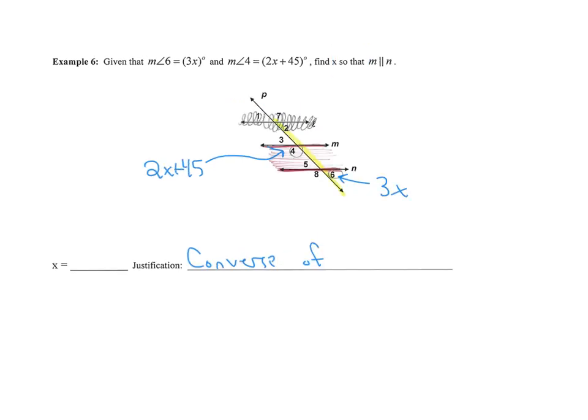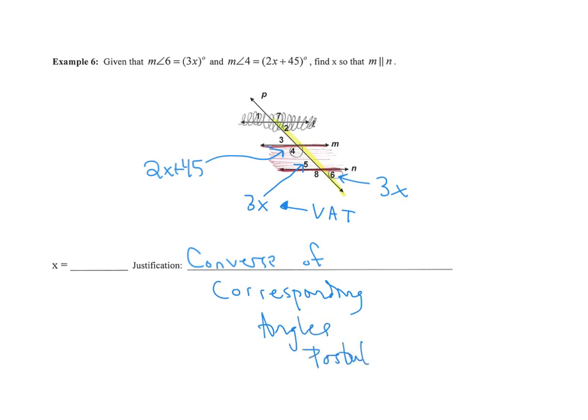You can see here that 5 and 6 are vertical angles. So by the vertical angle theorem, we know that this is 3x. I'm just going to write down VAT for vertical angle theorem, but on a test or homework, write down vertical angle theorem. And now we can identify that 4 and 5 are corresponding angles. So by the converse of the corresponding angles postulate, we know that their sum is 180.